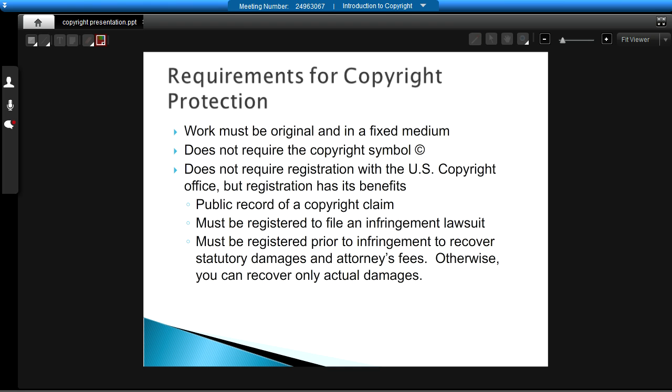But this is particularly why, if you think that you've created something of value and of monetary value, you do want to register it with the Copyright Office. And there's information on the Copyright Office website about how one can do that.